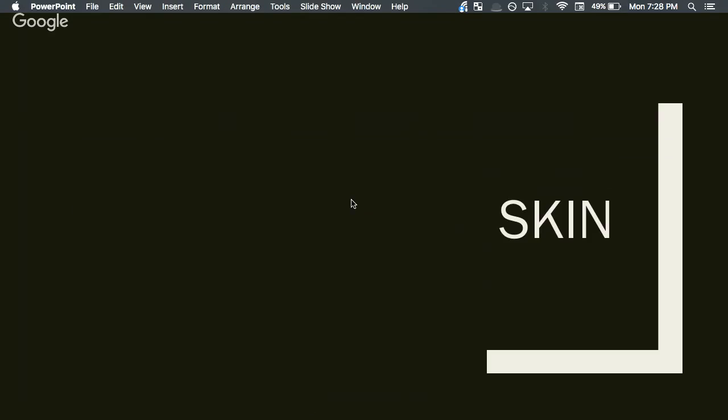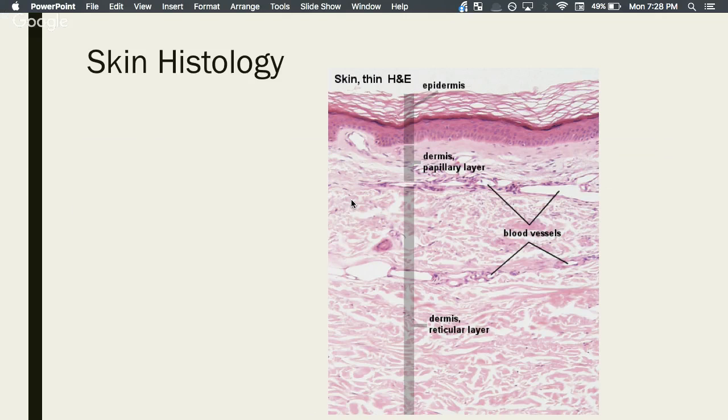Okay, so moving on to skin, and this is the last section. So histology. You have your epidermis, and then you have your dermis, and that's your papillary layer, and then your reticular layer of your dermis.